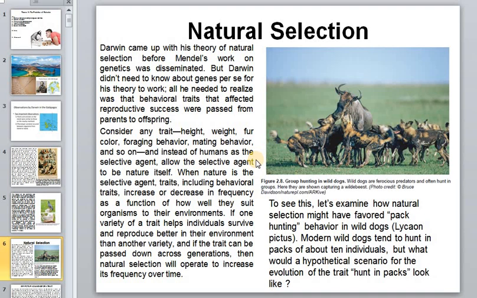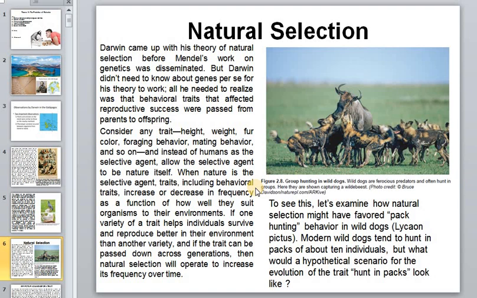When nature is the selective agent, traits, including behavioral traits, increase or decrease in frequency as a function of how well they suit organisms to their environments. If one variety of the trait helps individuals survive and reproduce better in the environment than another variety, and if the trait can be passed down across generations, then natural selection will operate to increase its frequency over time.